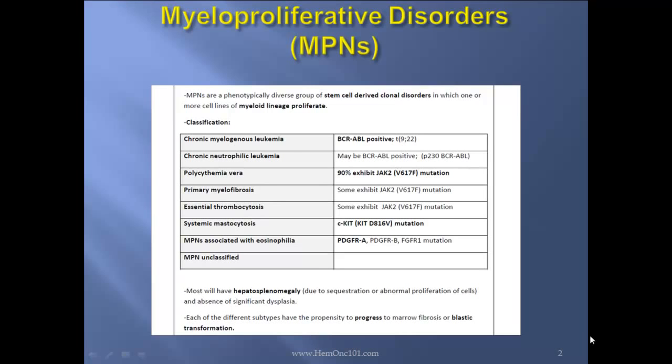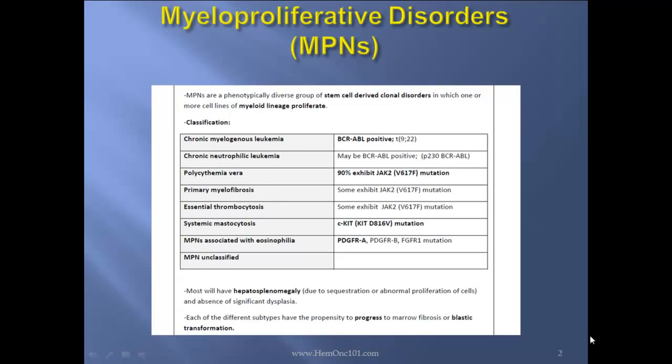Next, Polycythemia Vera, 90% will exhibit the JAK2 mutation. Next, primary myelofibrosis, some will exhibit the JAK2 mutation. Next, essential thrombocytosis, some will exhibit the JAK2 mutation. Next, systemic mastocytosis, which is a c-KIT mutation. Next, MPNs associated with eosinophilia, which is the PDGFR-A, PDGFR-B, and FGFR1 mutation. And lastly, the MPNs unclassified.